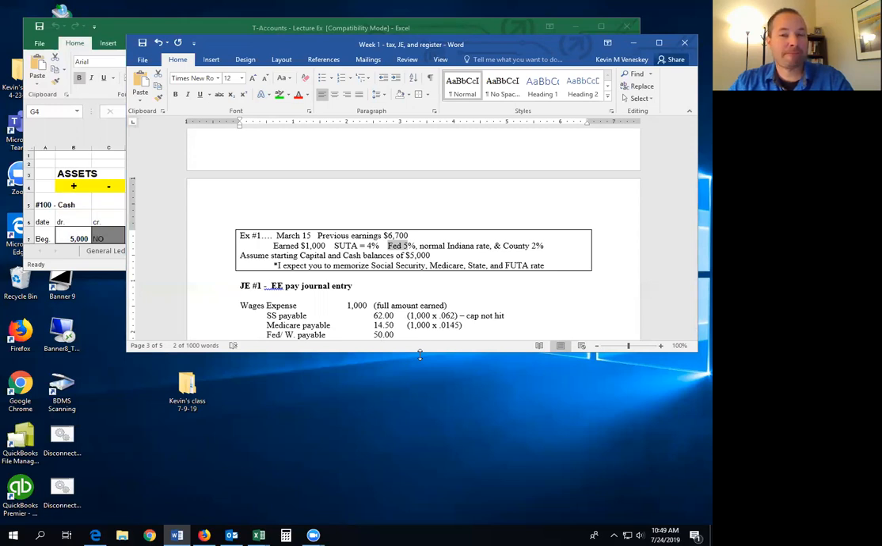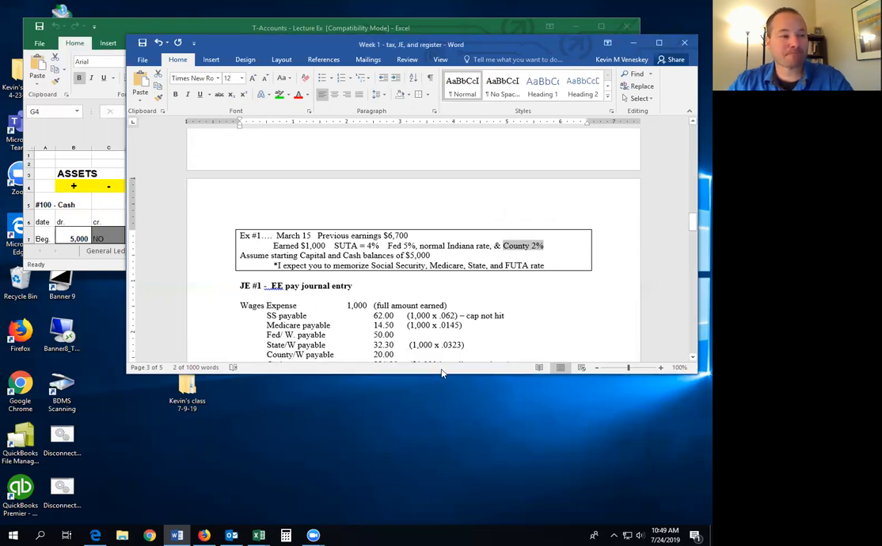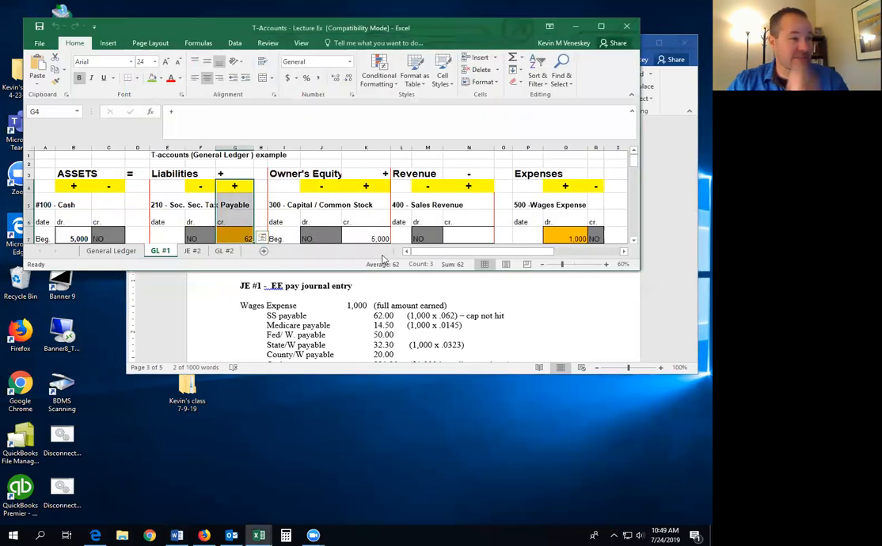And then finally, our county rate. I do tell you that because that depends on exactly which county you live in within the state of Indiana. And 2% of 1,000, $20. We're almost done with this first entry, the first of the 2 entries. We've got how much the employee made. We've got all of the deductions that are taken out of their check. And we can start seeing these now.